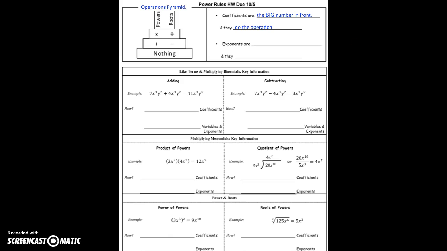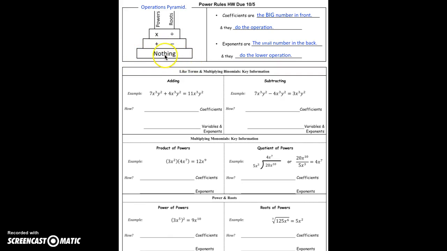Exponents, on the other hand, if you're using this operations pyramid, they're going to do a lower operation. Okay? And exponents are small numbers in the back. They do the lower operation. And what do I mean by lower operation? This pyramid kind of arranges the operations in a way in which as you go up the pyramid, the operation complexity increases. So think about that.